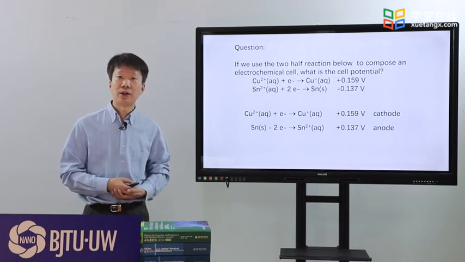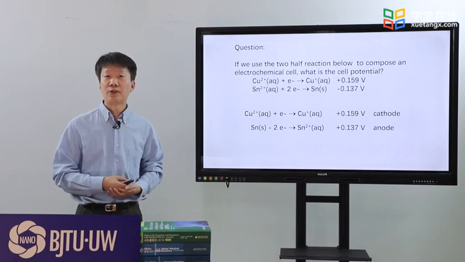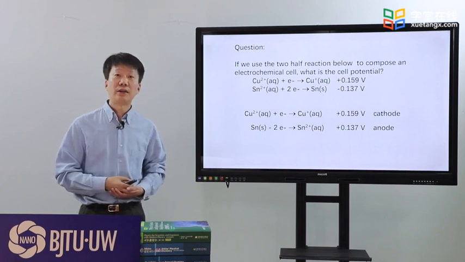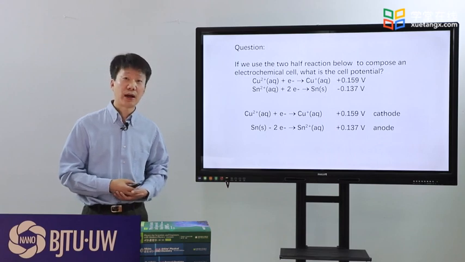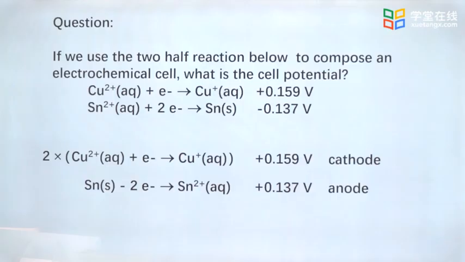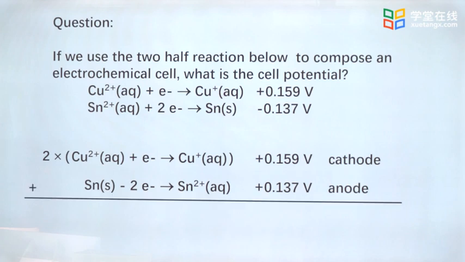In addition, you should notice that there is only one electron in the reduction of copper ion. We have to double the reaction so that electrons can be cancelled in the addition of these two equations, and the E value does not change. We now add the two equations and the two potentials.